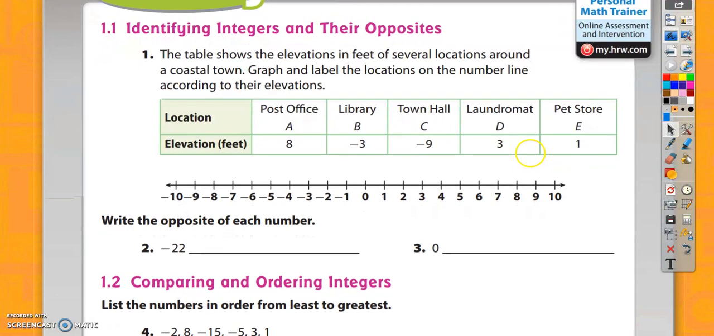We're on 1.1. Identifying integers and their opposites. Number 1, the table shows the elevations in feet of several locations around a coastal town. Graph and label the locations on the number line according to their elevations.